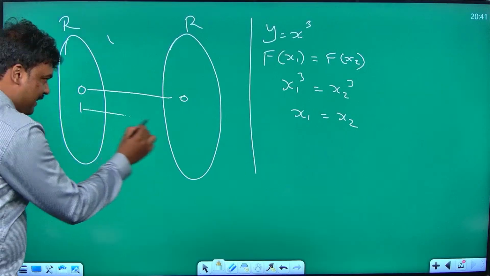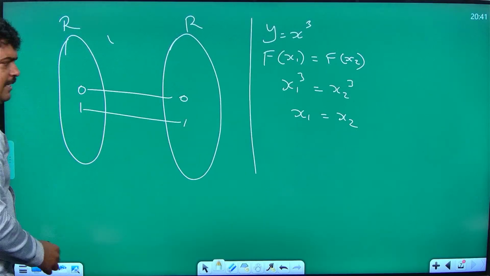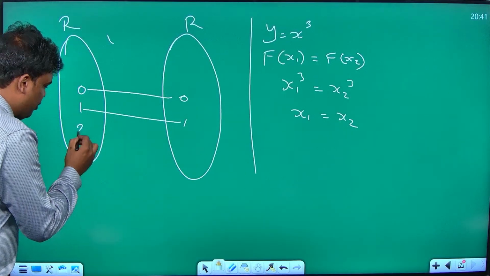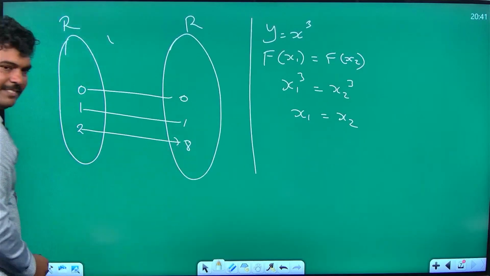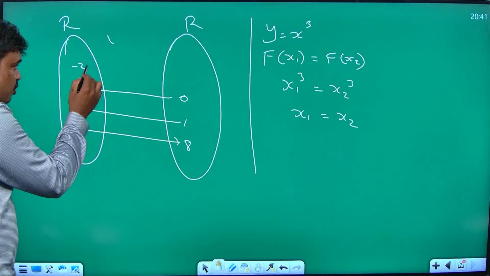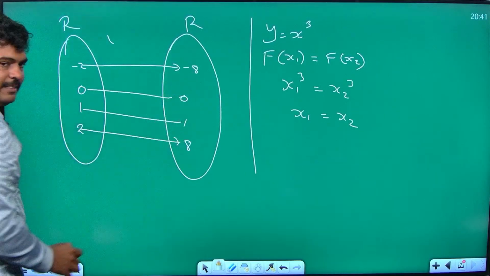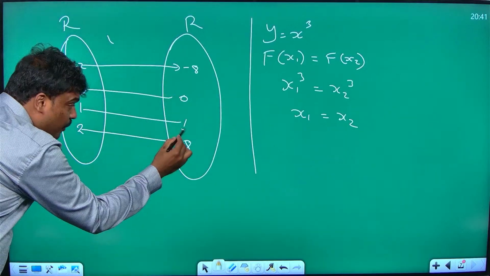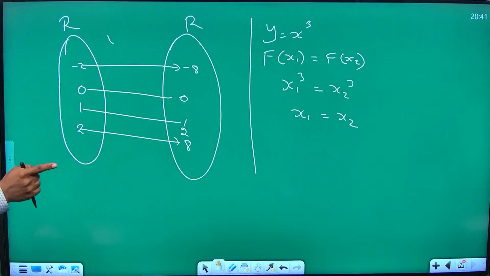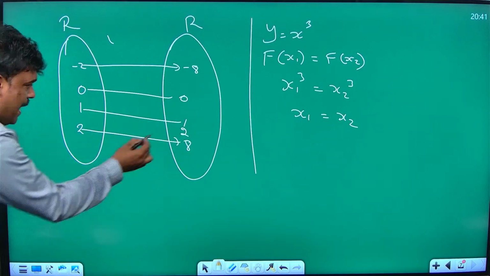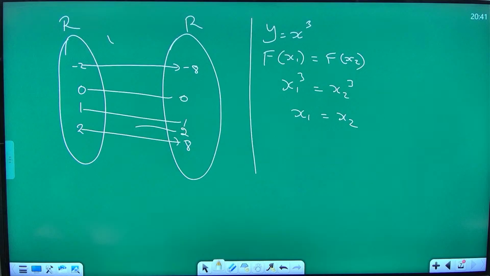For 1 cube I will get 1. Sir, for 2 cube I will get 8. And similarly, -2 cube will go to -8. Sir, I want 2 to be mapped. It won't be mapped, sir. You can think like that. Sir, other than perfect cube numbers, nothing else will be mapped.